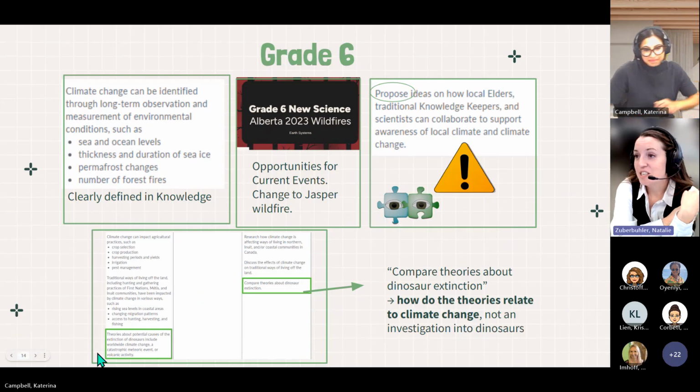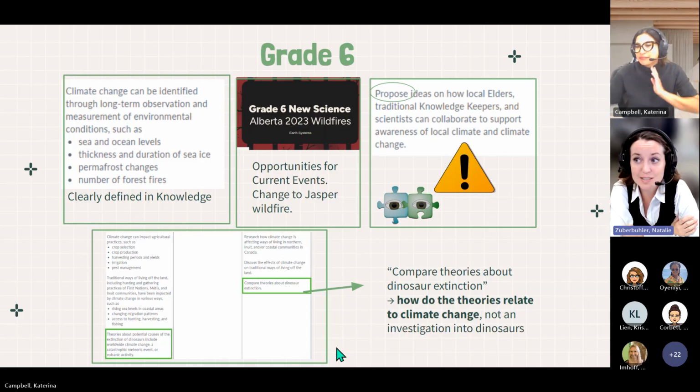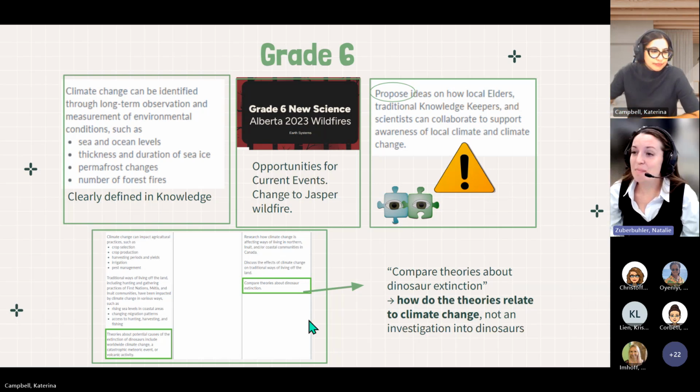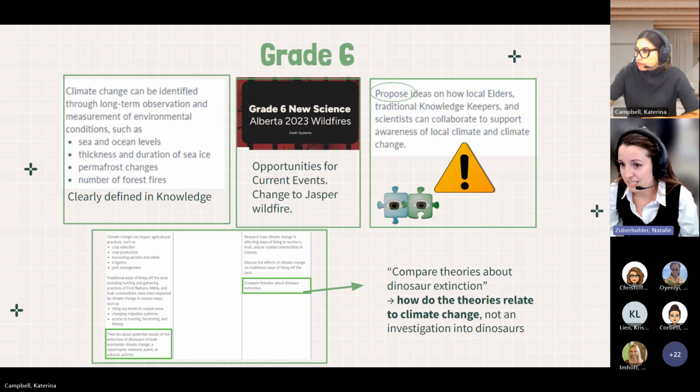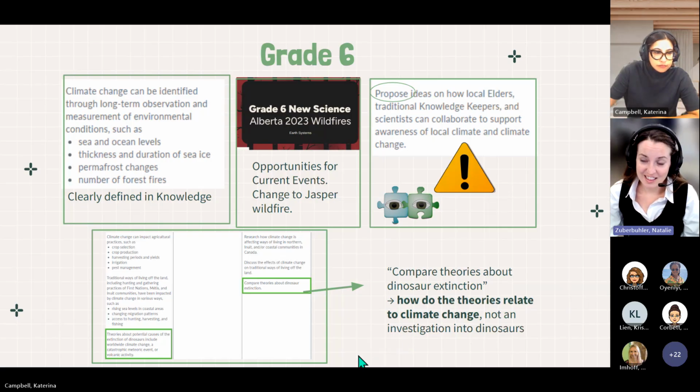Thanks, Katerina. Two, you'll see that there are awesome mentor texts regarding weather, climate, and climate change in your ECSD science bins. And some of them are fresh off the press, like 2023. We were pretty excited about them. So we hope you enjoy those as well. Once again, in grade 6, wonderful opportunities to incorporate current events. We are going to compare theories about dinosaur extinction and how the theories relate to climate change. Once again, this is not an investigation into dinosaurs.